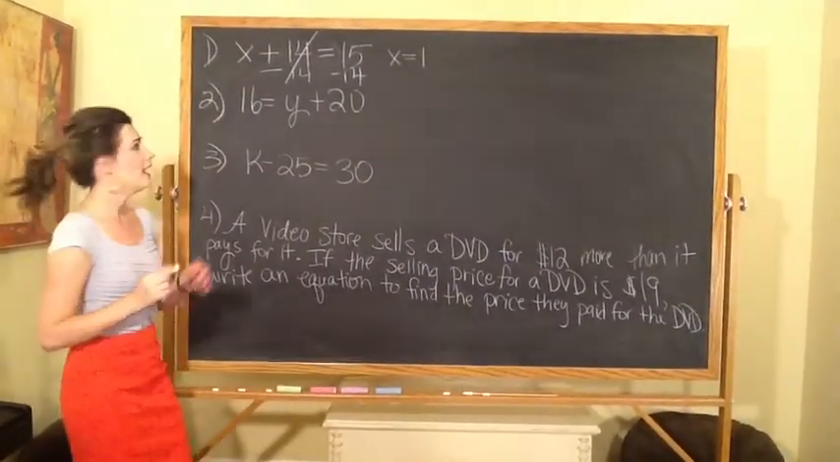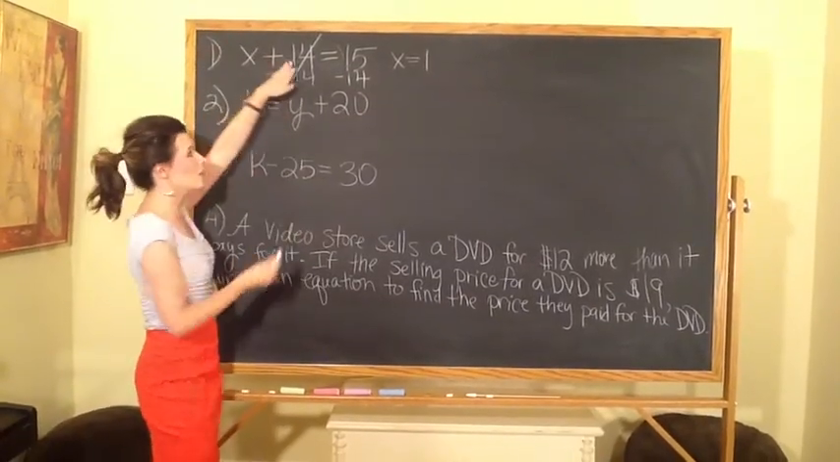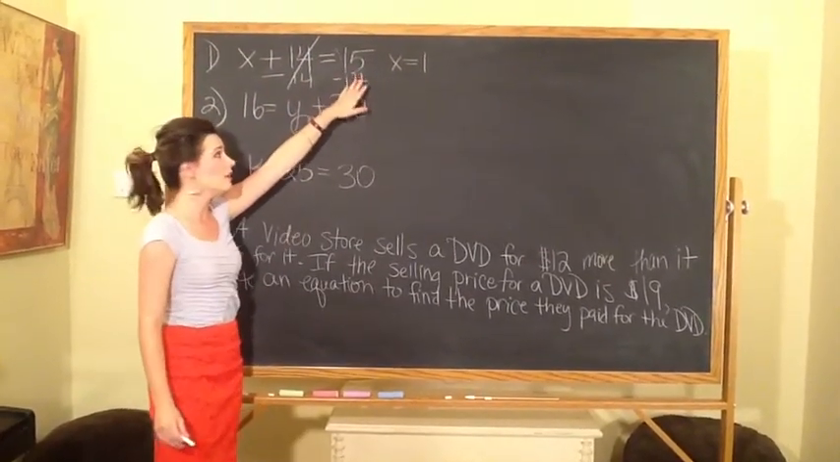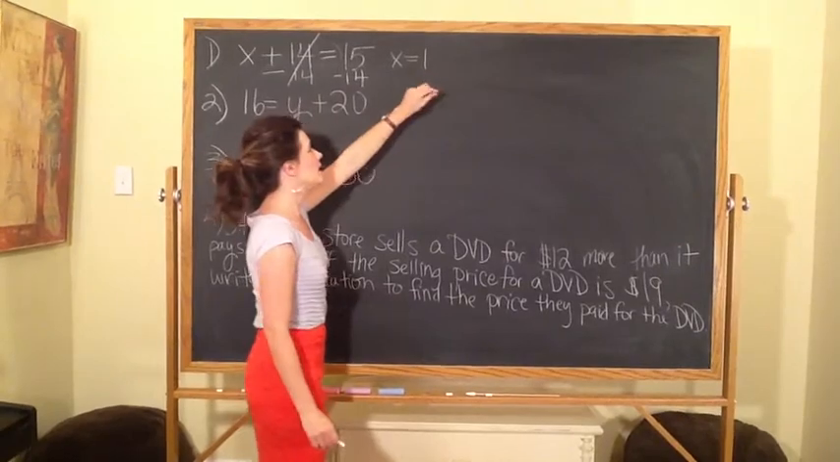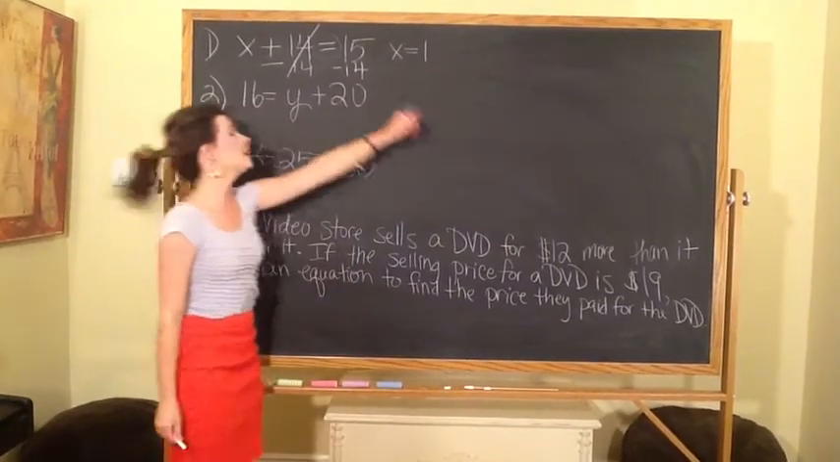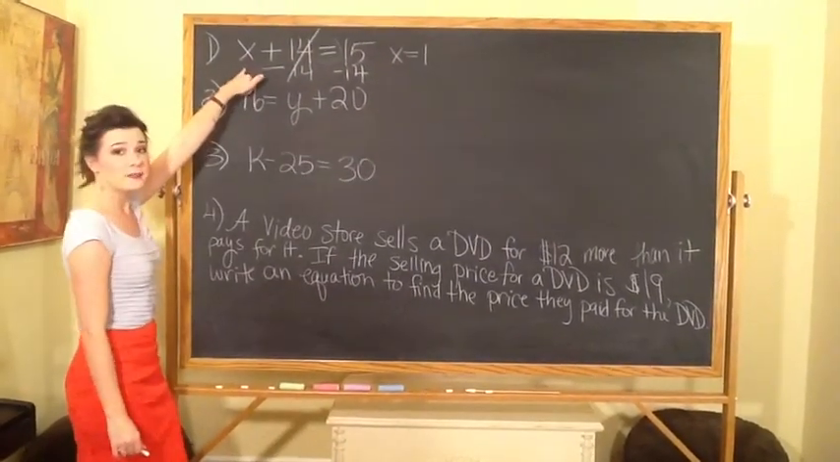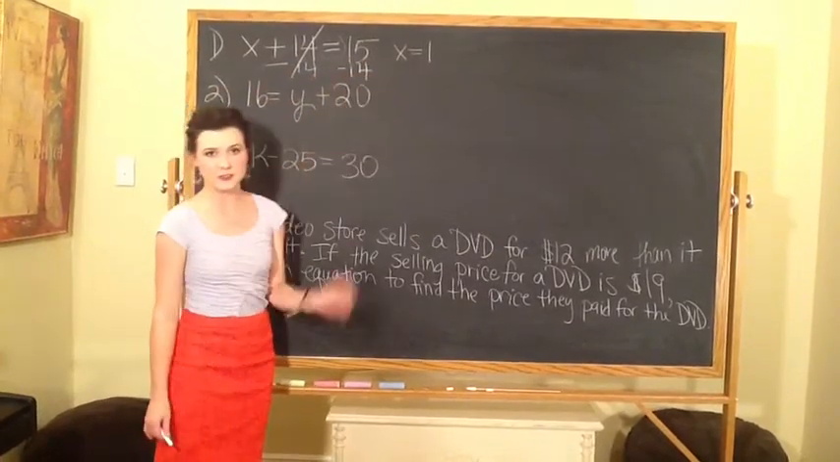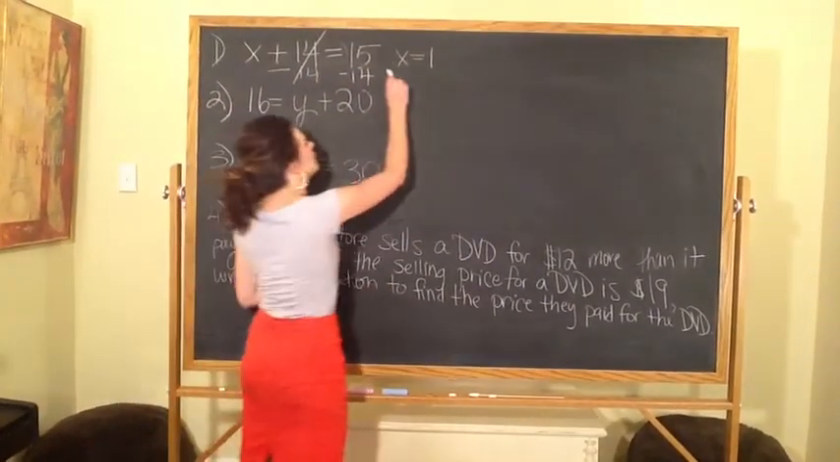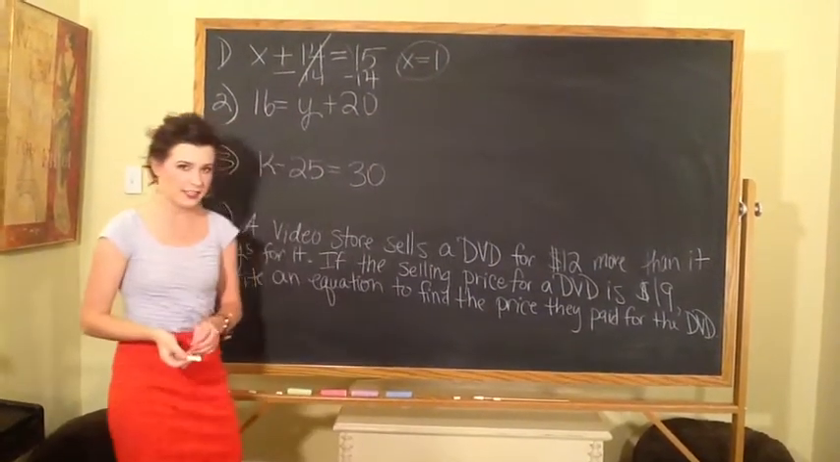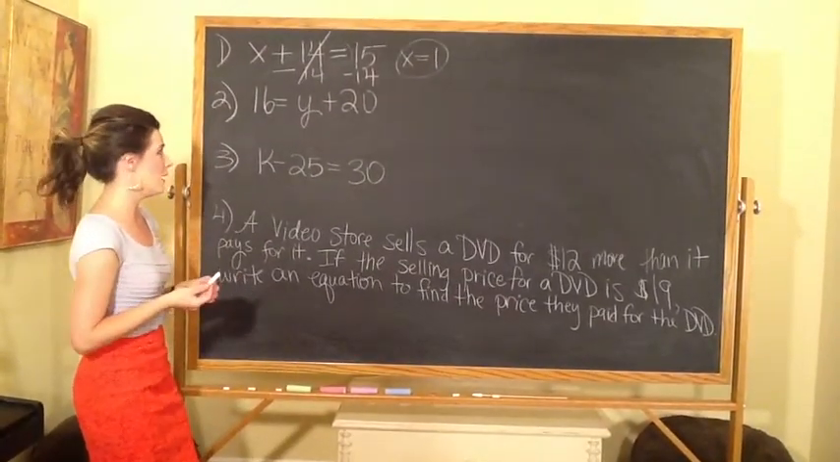Now let's go ahead and check. Is x plus 14 equals 15 equivalent to x equals 1? So x is equal to 1. Does x equal 1 work over here? Yes, because 1 plus 14 gives us 15. That's how we know that we have found our answer. Our solution is x equals 1.